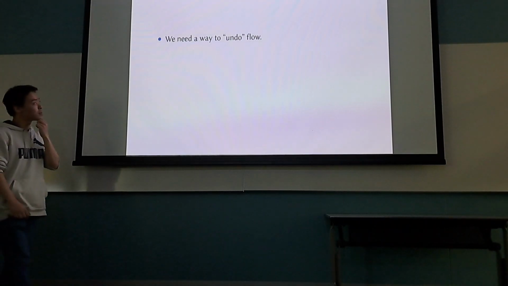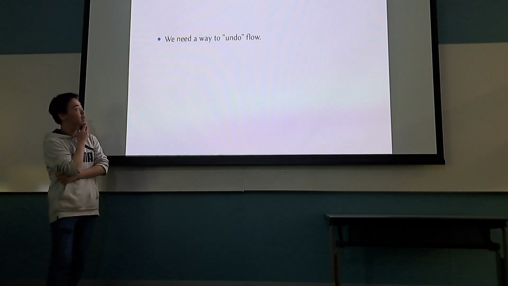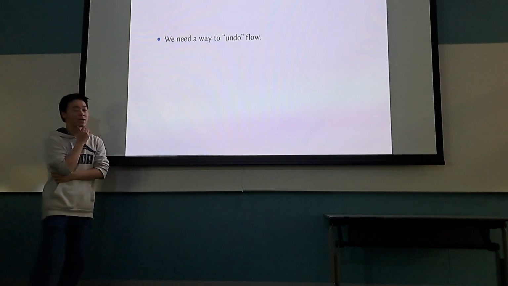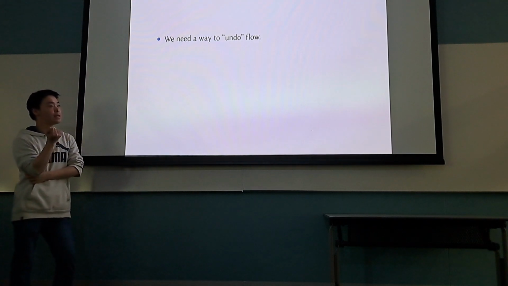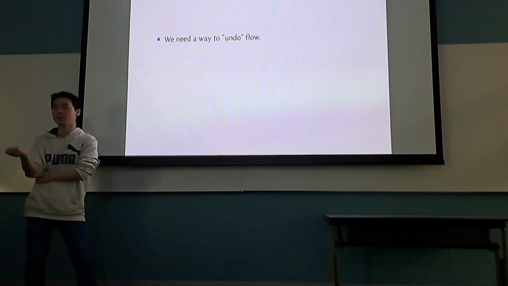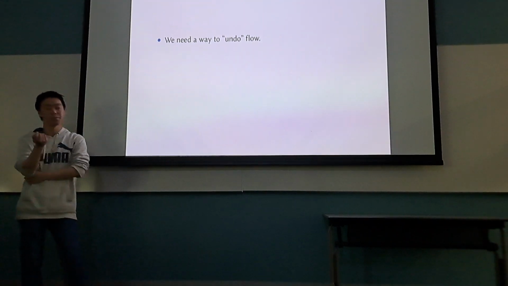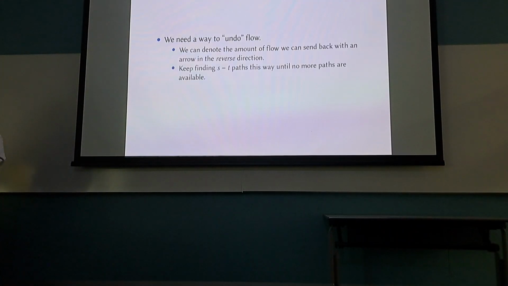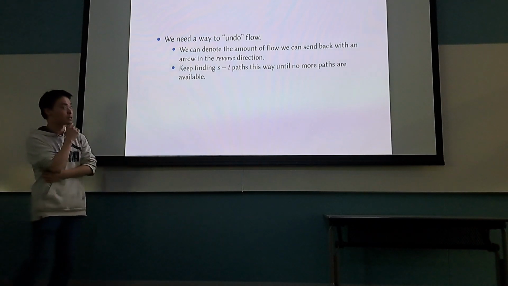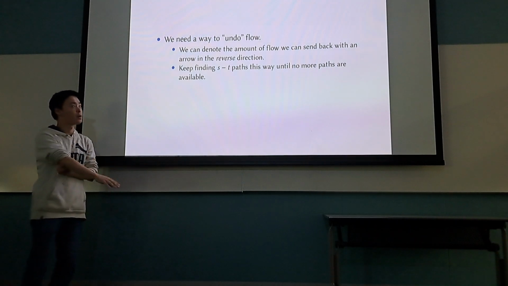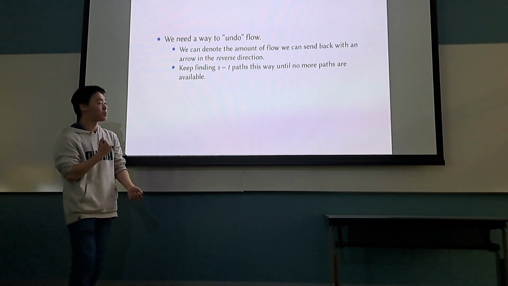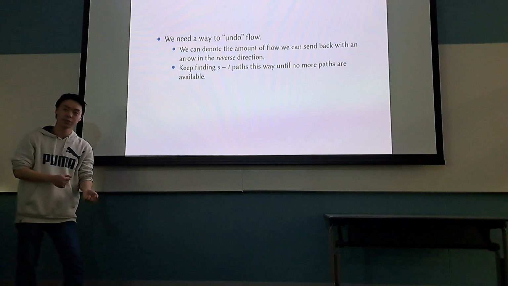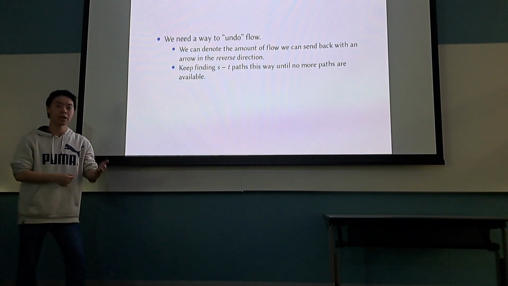So one way to fix this is to say, if we need a way to fix our mistake, then we need a way to undo a flow that we've previously produced. One way to do this is, if I have a certain amount of flow that I've sent, I can keep track of the amount of flow that I can send back. By doing this, I can keep updating each of the capacities, and we can try to find more paths this way as well.